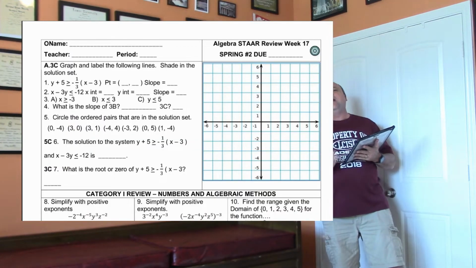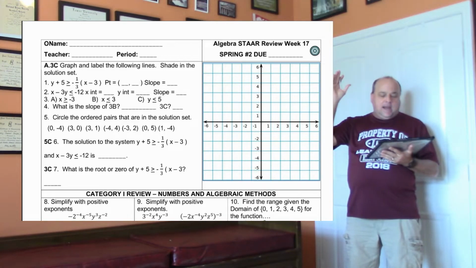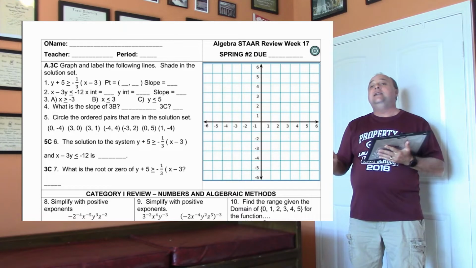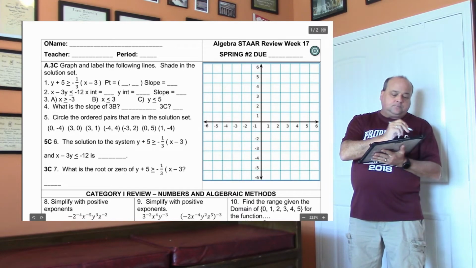A magical whiteboard appears and we're going to graph some lines. We're on Staar Review 17 and these lines are written in point slope form. So let's get our point.